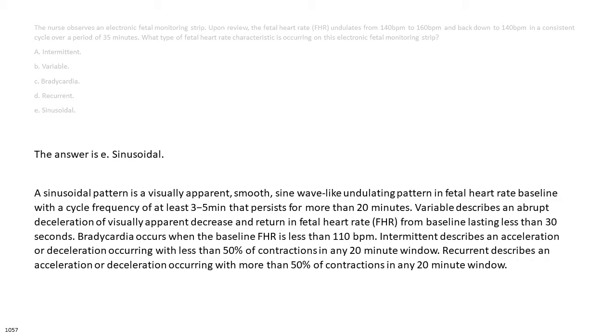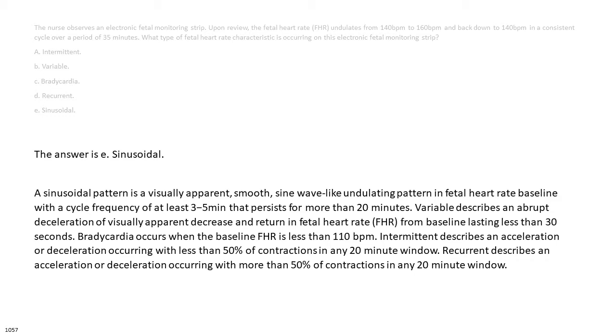frequency of at least 3 to 5 minutes that persists for more than 20 minutes. Variable describes an abrupt deceleration, a visually apparent decrease and return in fetal heart rate, FHR, from baseline lasting less than 30 seconds. Bradycardia occurs when the baseline FHR is less than 110 bpm.